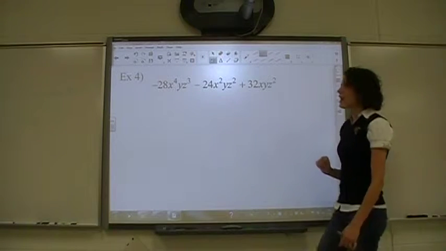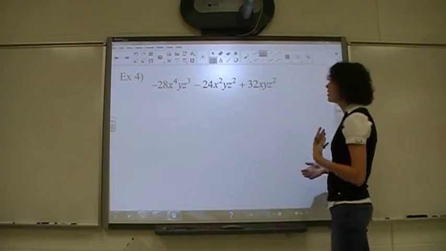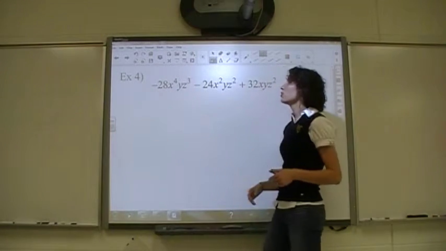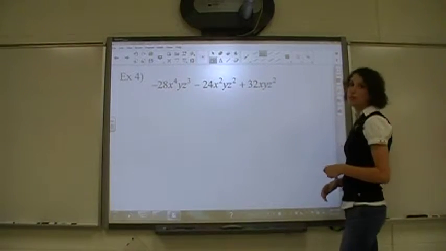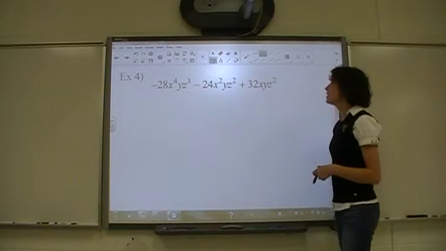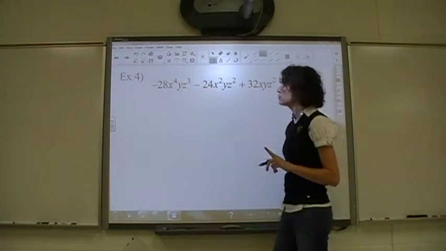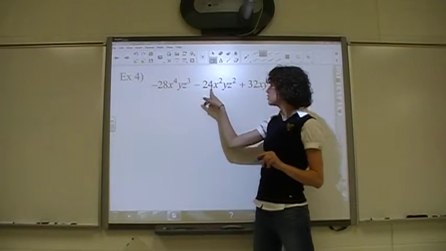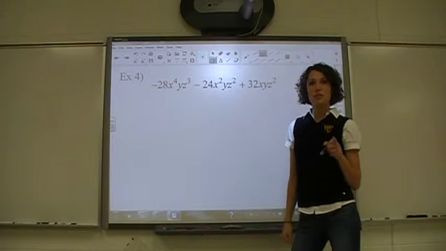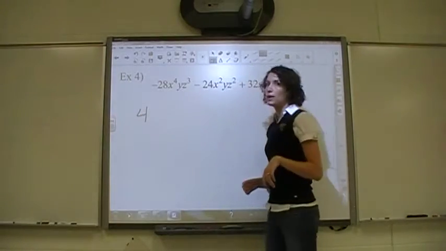All right, and our last one, let's go ahead and look at this. It looks really overwhelming because we have a lot of numbers. We also have a lot of variables, but let's look at these numbers. We have negative 28x to the 4th yz cubed minus 24x squared yz squared plus 32xyz squared. That's a mouthful. Let's take it step by step. Let's look at our numbers first. We've got negative 28, negative 24, and 32. The number that can be taken out of all of those that is the greatest factor is 4. So you want to take a 4 out.